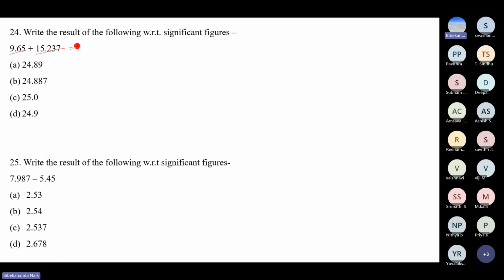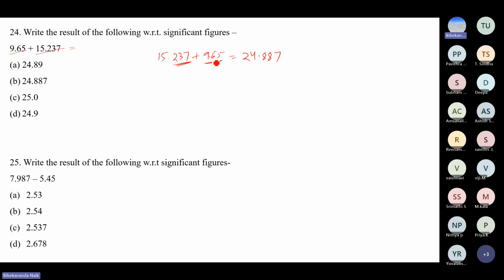Actually, when you are adding 15.237 plus 9.65, it will be 24.887. But when you see these two numbers, in this number there are only two digits after the decimal point, but here there are three. So in our result, we will take only two digits after the decimal point.